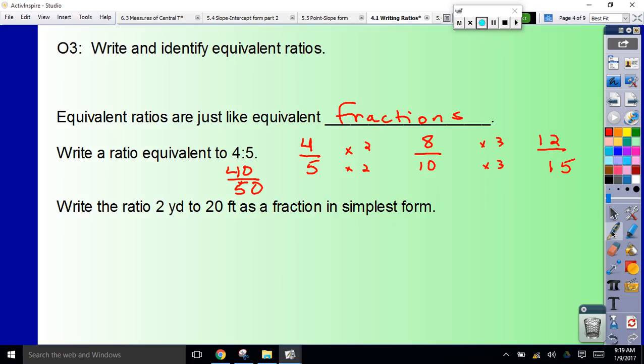All right, the next one is a little bit trickier. It says write the ratio 2 yards to 20 feet as a fraction in simplest form. Now, sometimes when we're writing these kinds of things, we'll leave the original units, but in this case, we're not. We're going to keep all the same units. So we either need to change everything to yards or everything to feet. It's probably easier if we change everything to feet.